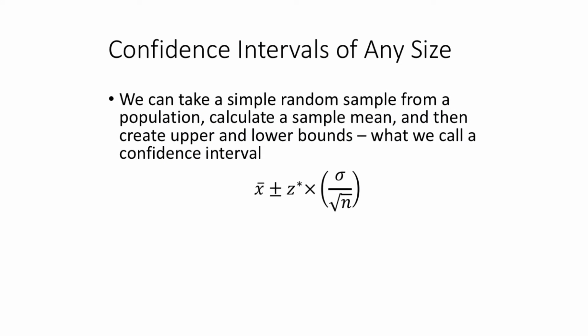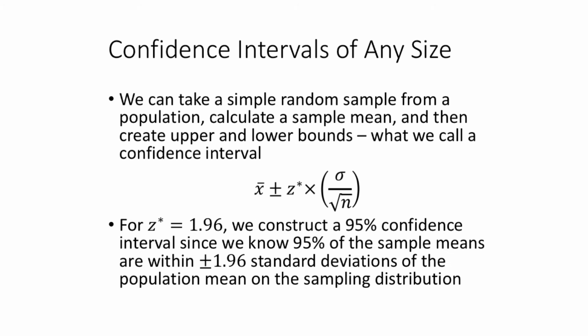It's x̄ plus or minus Z-star times the standard error, which is sigma divided by the square root of n. For Z-star equals 1.96, that's roughly a 95% confidence interval. From this, we know that 95% of the sample means are within plus or minus 1.96 standard deviations of the population mean on the sampling distribution.